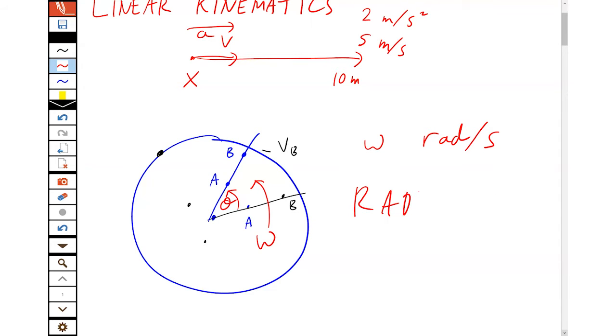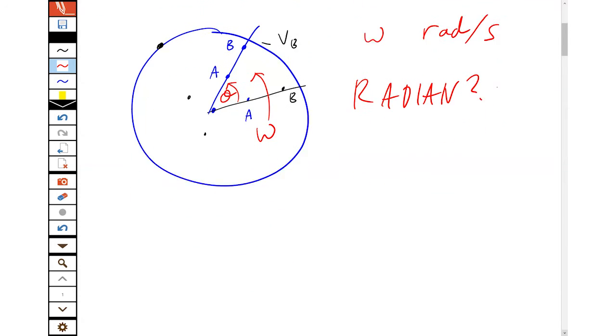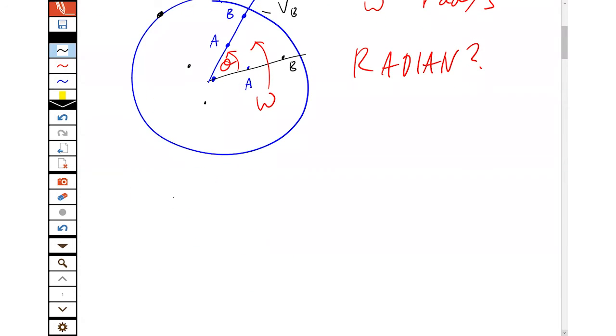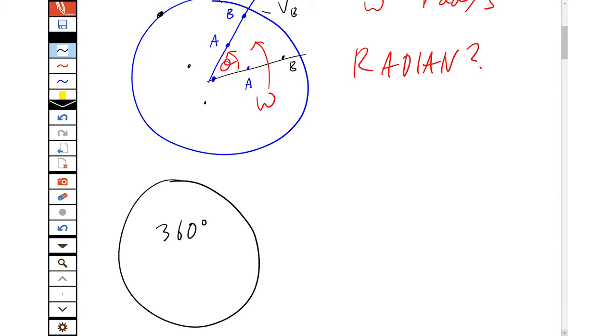Now, what did I just say there? What's a radian? A radian is a unit of angle. You might have seen before that a circle has 360 degrees in it. And that unit is useful for some things. It also has 2 pi radians. And this unit is more useful for other things.